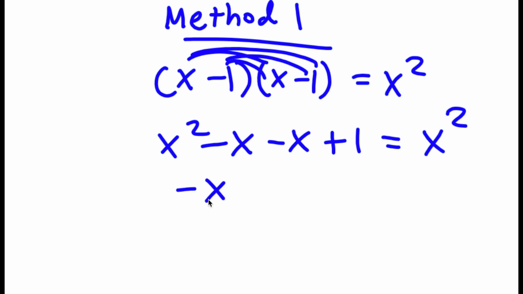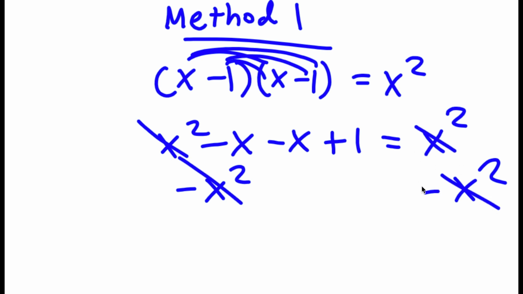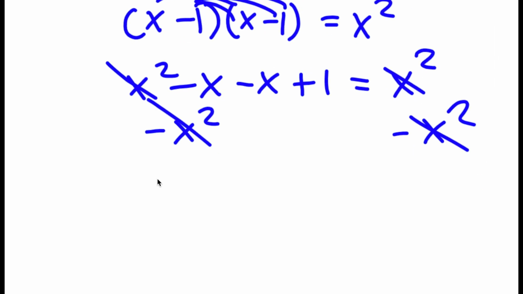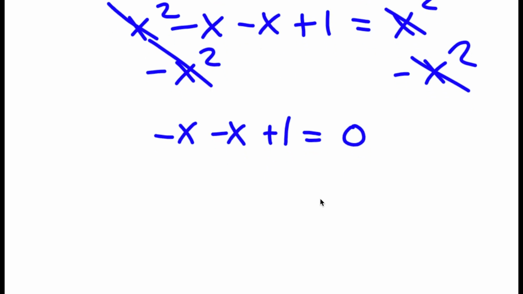Now I can subtract x² on both sides. So then these two cancel out and these two cancel out. So now I have negative x minus x plus 1 is equal to 0. Now negative x minus x is negative 2x. So I have negative 2x plus 1 is equal to 0.